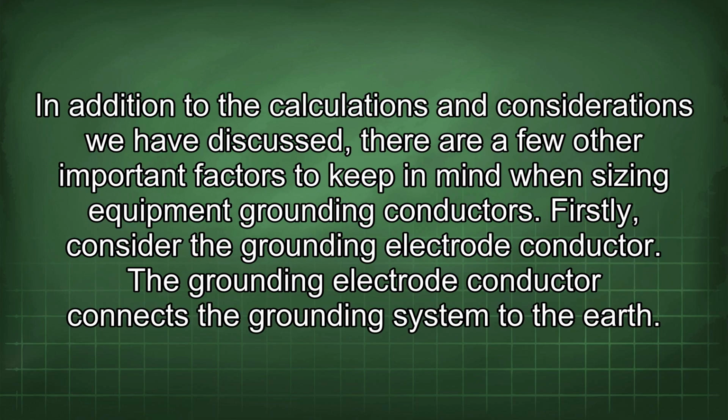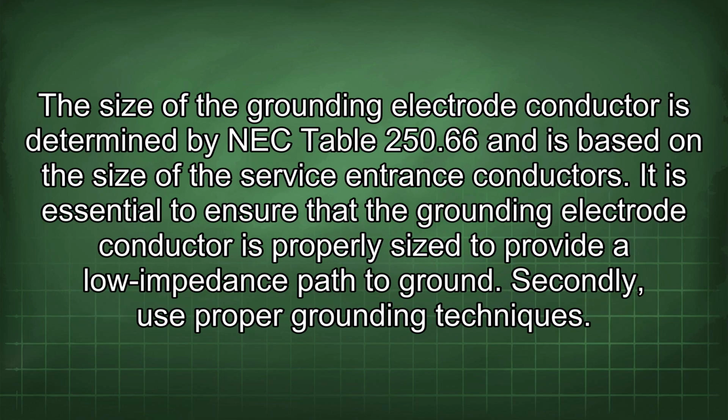In addition to the calculations and considerations we have discussed, there are a few other important factors to keep in mind when sizing equipment grounding conductors. Firstly, consider the grounding electrode conductor. The grounding electrode conductor connects the grounding system to the earth. The size of the grounding electrode conductor is determined by table 250.66 and is based on the size of the service entrance conductors.